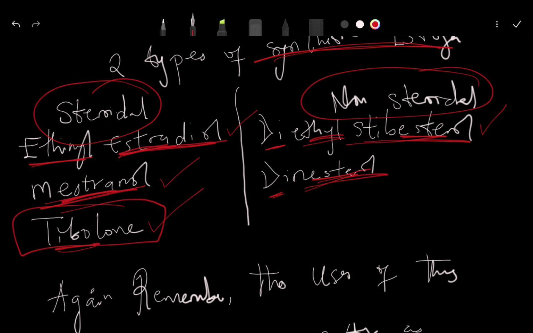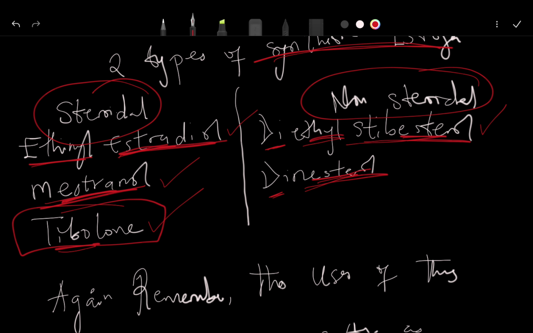The reason for that is because tibolone is non-specific. It can act on all sex hormone receptors. Tibolone can act on progesterone receptors. It can act on testosterone receptors. And if tibolone acts on progesterone receptors, what does that mean? It means that it could cause shedding of the endometrium.